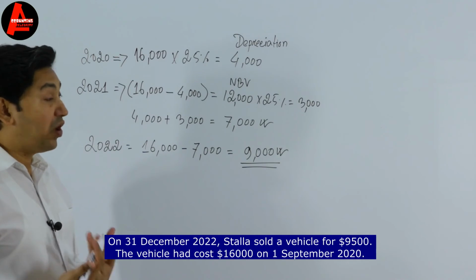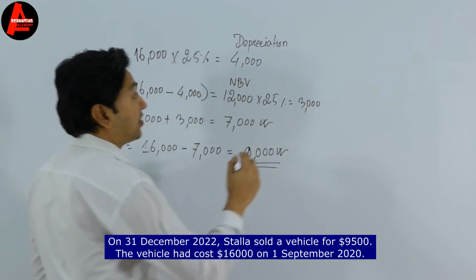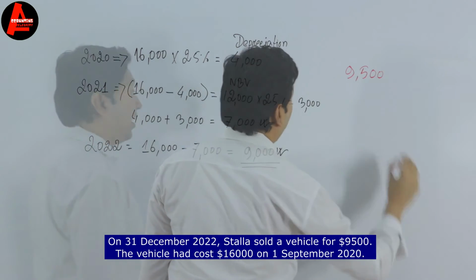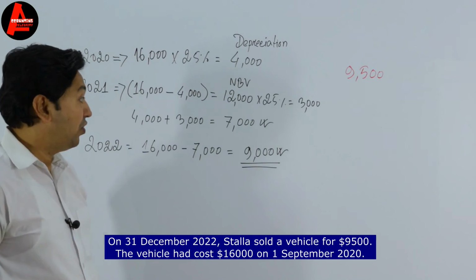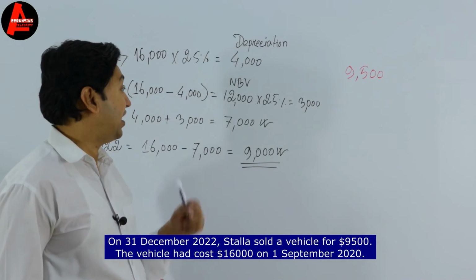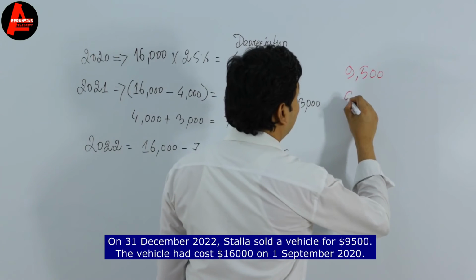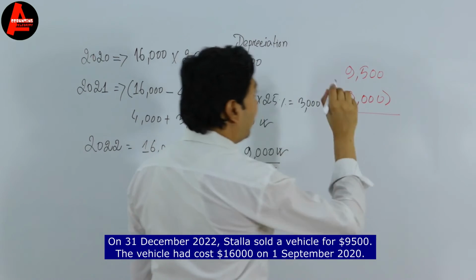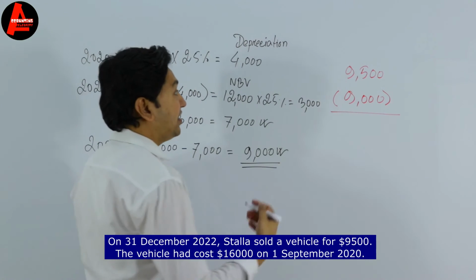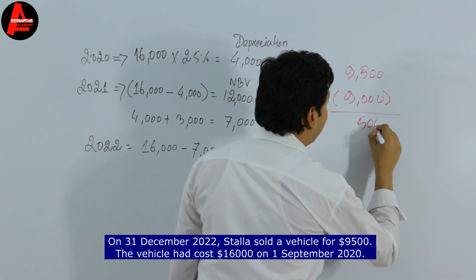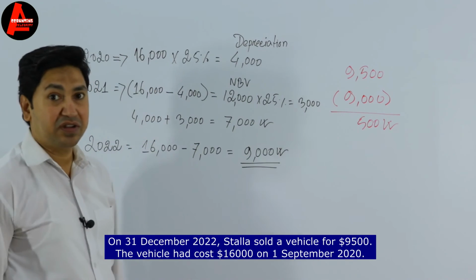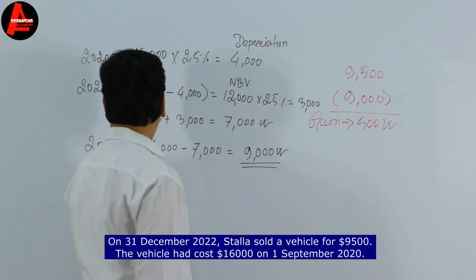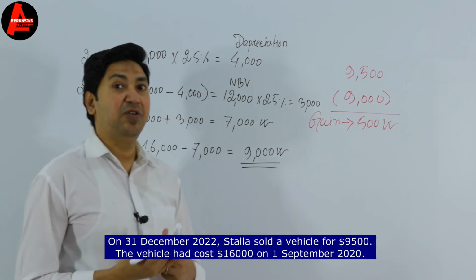Now the question is, what is the selling price? The selling price was $9,500. Right now, the book value of our asset is $9,000. If we subtract the net book value from the selling price, she still has $500 extra. What is this amount? This is her gain, the gain on disposal of this motor vehicle.